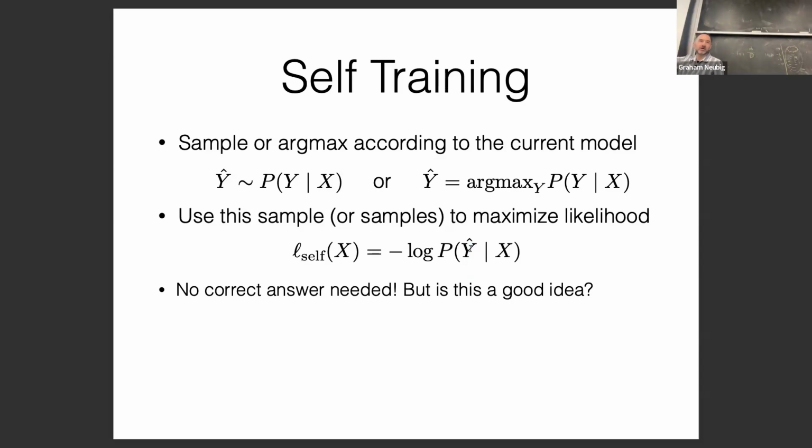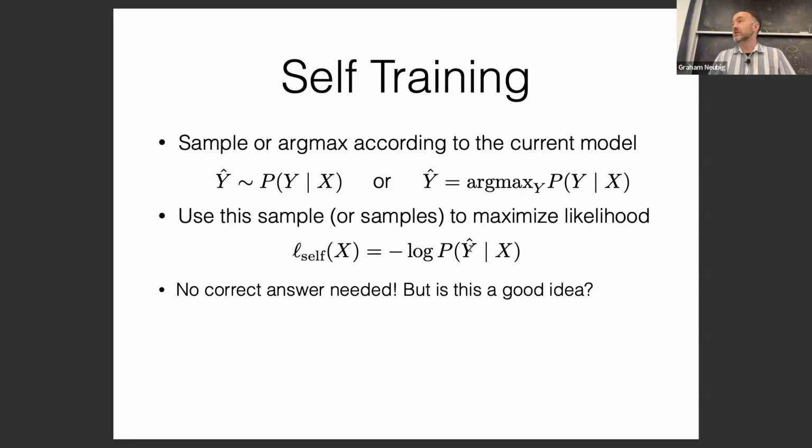But does this seem like a good idea? I see people shaking their heads. Why not? Because if the answer is wrong, it will keep rewarding the wrong answer. Yeah, if the model is making mistakes, it will just reinforce the mistakes that the model is already making, right?